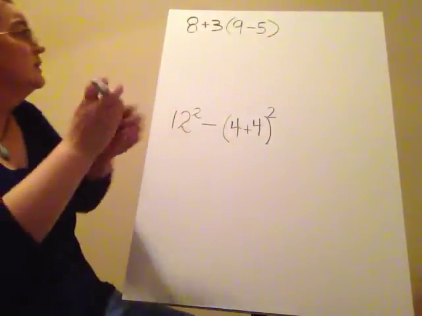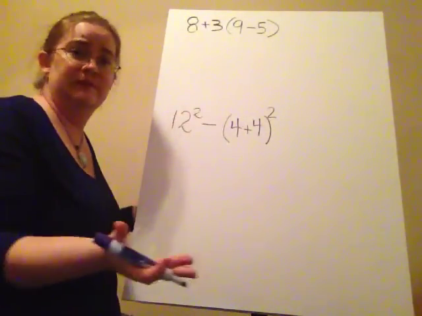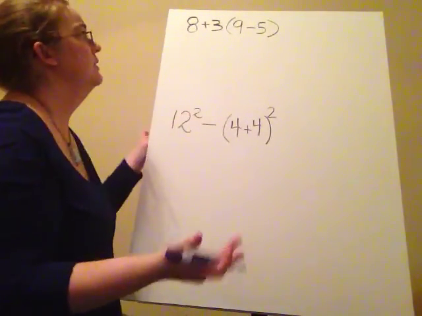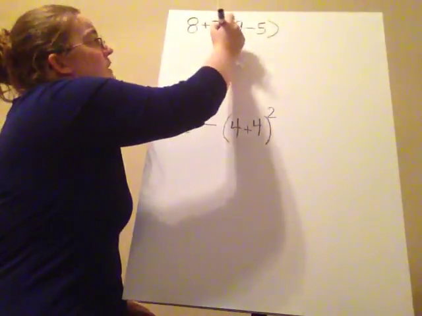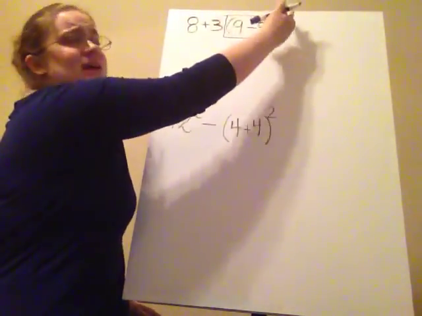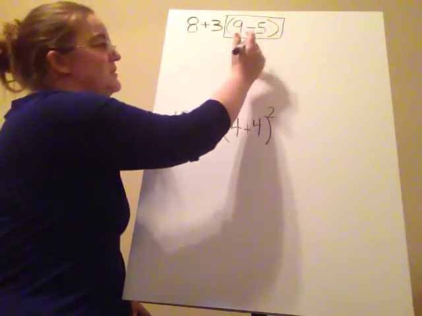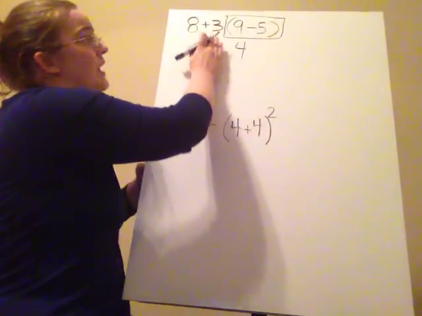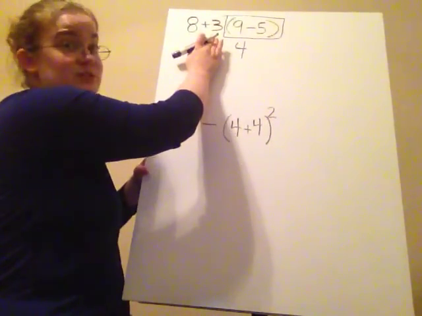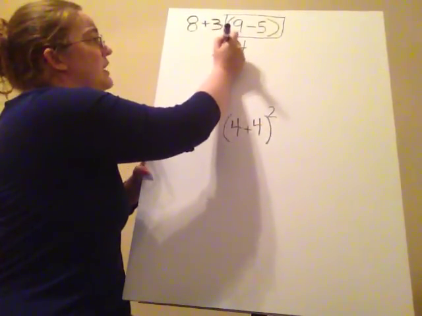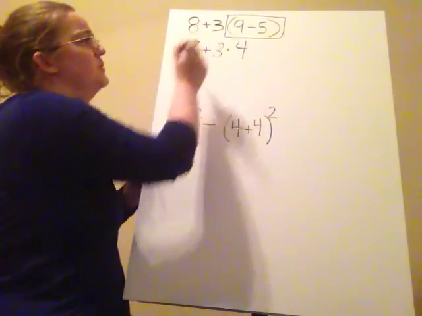Alright, so in this problem, again, I'm going to start with my very first thing, which would be grouping symbols. So as I take a look, I do have grouping symbols. And so I know that I'm going to put a box around that. I don't have a little exponent up here this time, so that's cool. And I'm going to go ahead and just do 9 minus 5, which would be 4. I know that this 3 is directly outside the grouping symbol, so I know I'm going to use that for multiplication. So I know I have to do a 3 times 4, and I haven't used the 8 and the plus yet, so I'm going to bring that down.